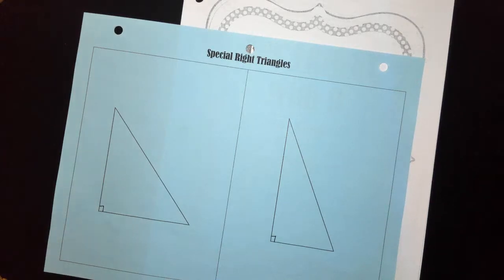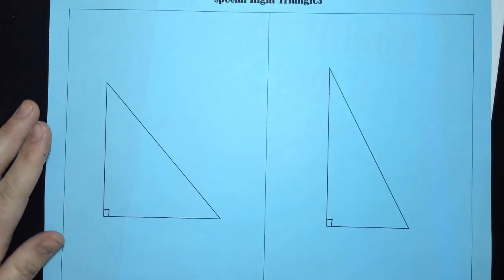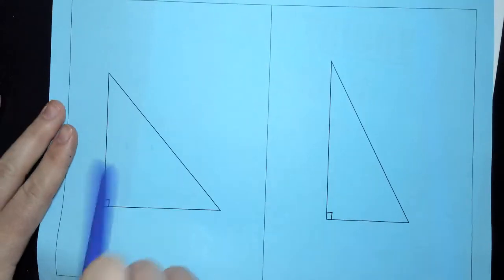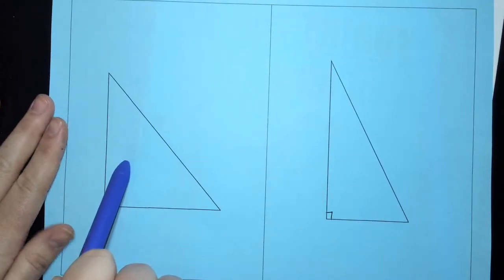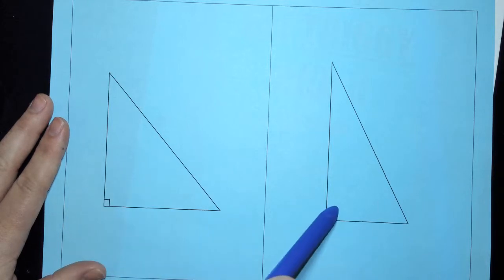Okay, so one of these two special right triangles is 45, 45, 90, and one is 30, 60, 90. Which one is which? The first one is the 45, 45, 90. How do you know? Because it's a perfect right triangle.